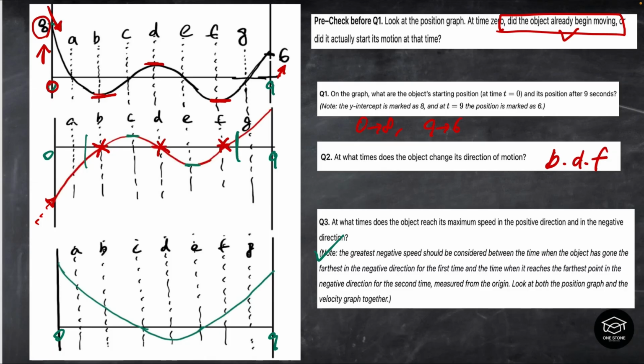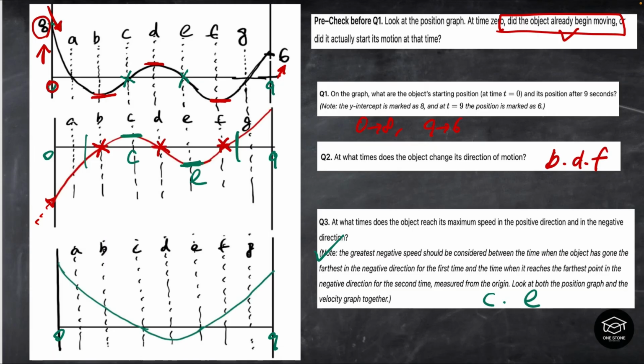The velocity reaches its maximum or minimum values at its critical points, which occur when the acceleration, the derivative of velocity, is 0. From the graph, the velocity has a local minimum at time c and a local maximum at time e. Therefore, the object reaches maximum positive speed at time c and maximum negative speed at time e.